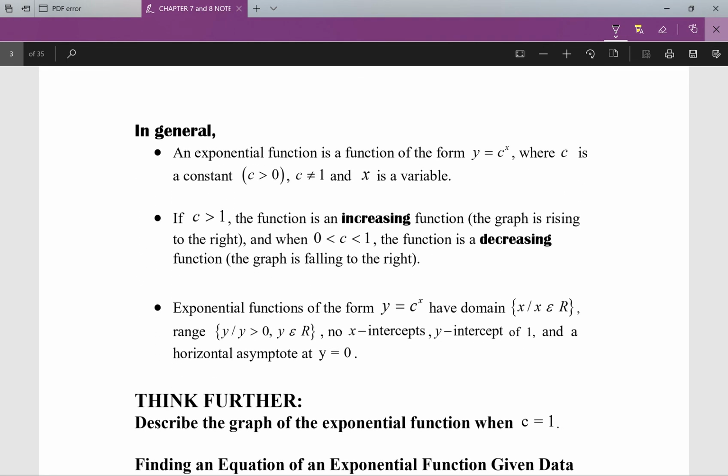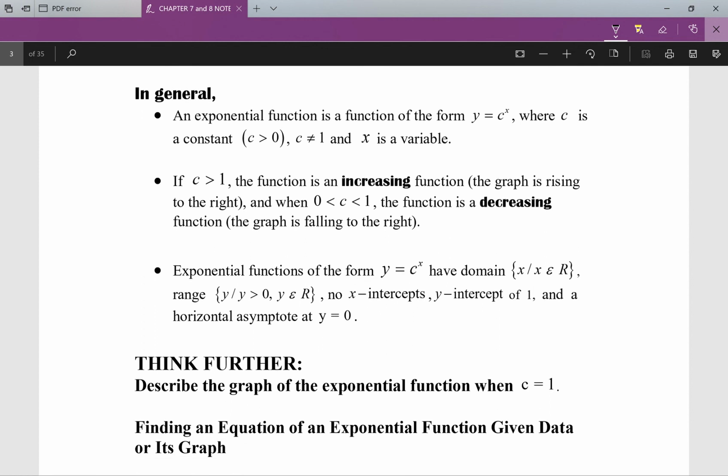In general, an exponential function is a function of the form y equals c to the power x, where c is a constant, c greater than 0, c does not equal 1, and x is a variable. If c is greater than 1, the function is increasing. If c is between 0 and 1, we say that it's decreasing. Increasing we'll call a growth, and decreasing we'll call a decay. And exponential functions of the form y equals c to the x all have the same domain, they have that range, they have no x-intercepts, they have a y-intercept of 1, and they're all going to have the horizontal asymptote at y equals 0.